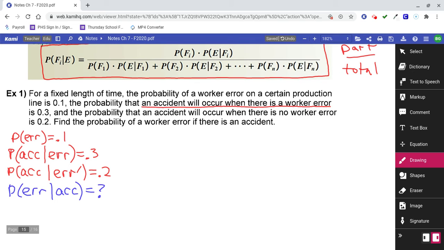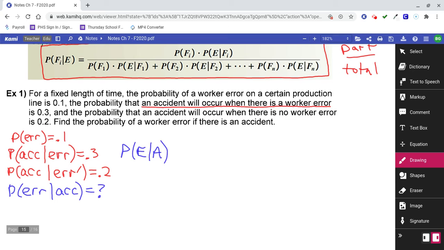So I'm going to abbreviate here. We're finding the probability of an error given an accident. I just abbreviated there to save some space. But think about this problem and everything that could happen in it. They're talking about two things. Either you have an error or you don't have an error. That's really it for this problem. And so if there are two things in this problem, then there are going to be two things added up on the bottom of this fraction.